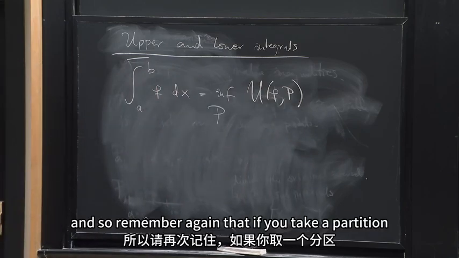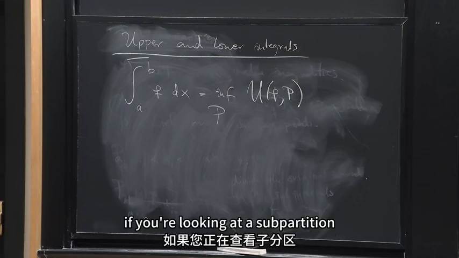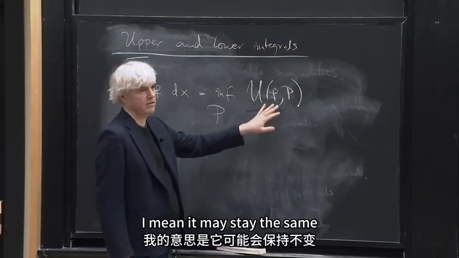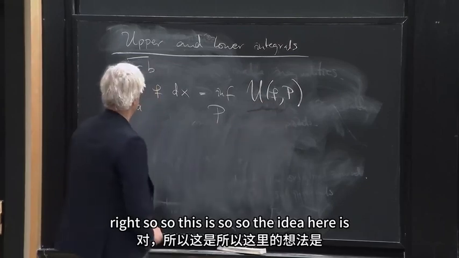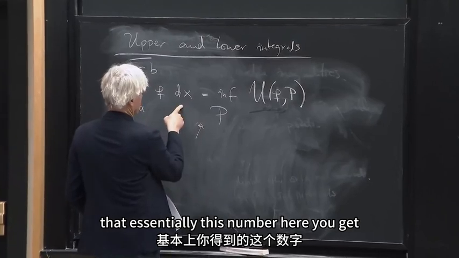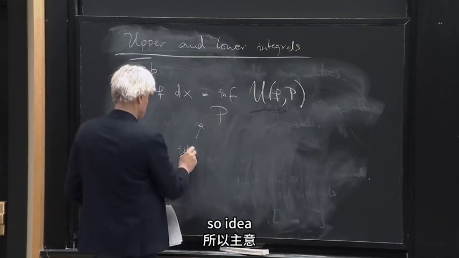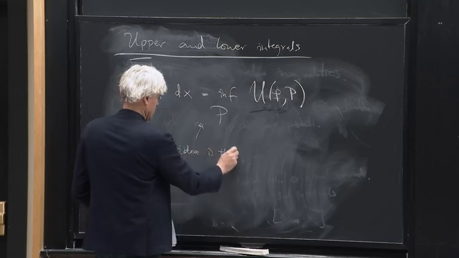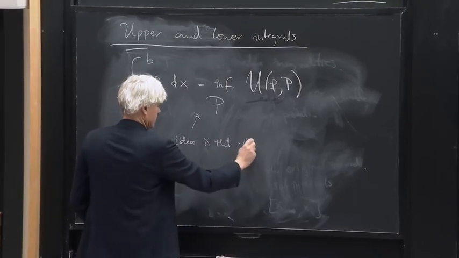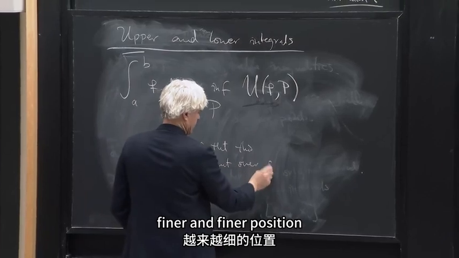Remember again that if you take a partition and you refine it, if you're looking at a subpartition of the given partition, then this number goes down. It may stay the same, but it's certainly not bigger. So the idea here is that you essentially get this number by looking at finer and finer partitions. So the idea is that the infimum is a limit over finer and finer partitions.